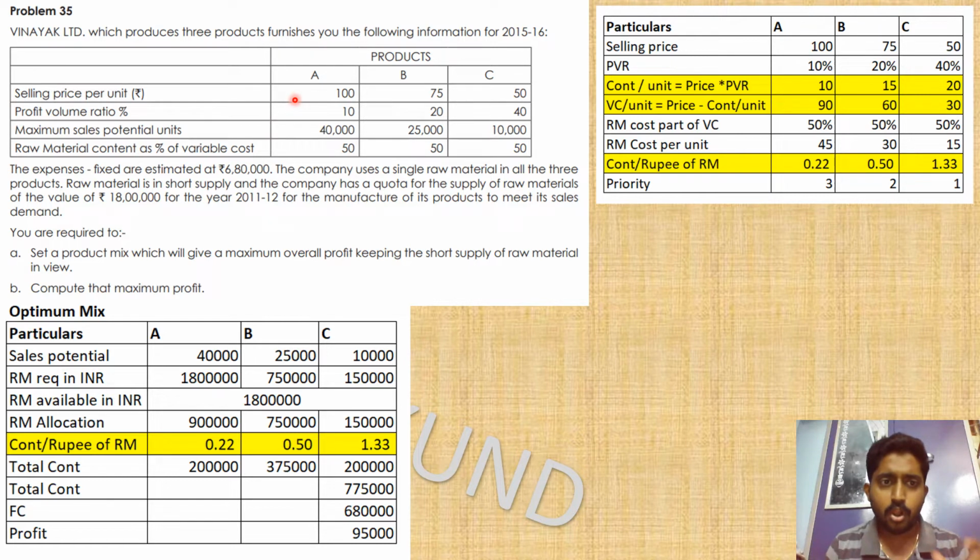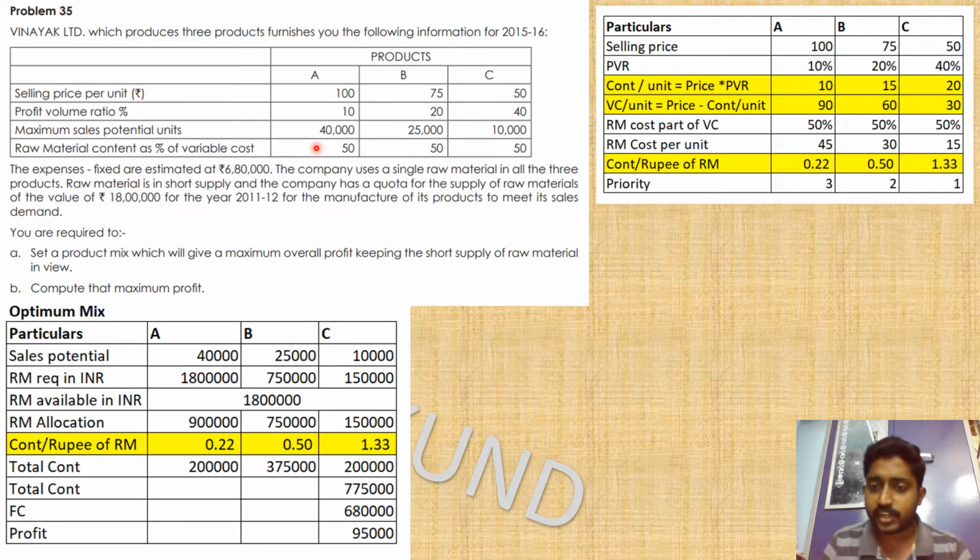You all know we have selling price and we have PV ratio. Selling price multiplied by PV ratio gives the contribution. Selling price minus contribution is the variable cost. Am I right, guys? Selling price minus variable cost gives you contribution; in the reverse way, selling price minus contribution gives you the variable cost. So we can find the variable cost also. Raw material is a percentage of variable cost, so 50% of variable cost is raw material. That is what they mean. So we can find the raw material cost also.